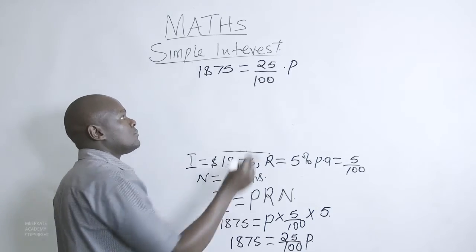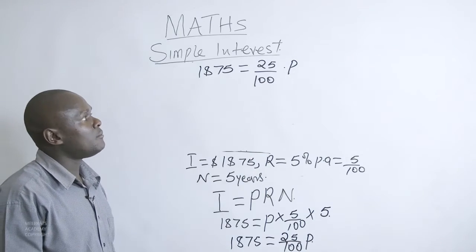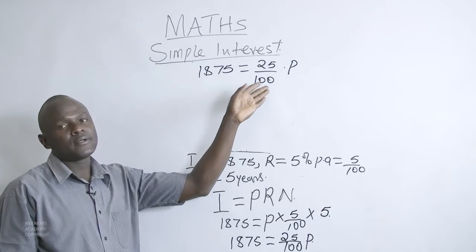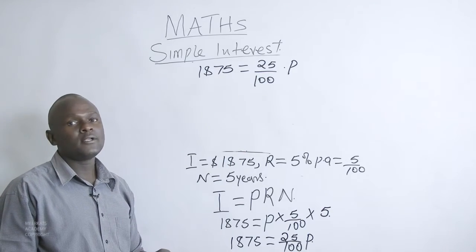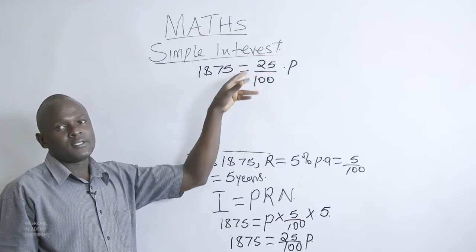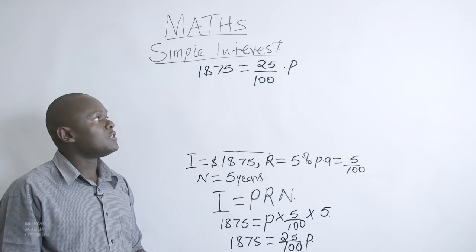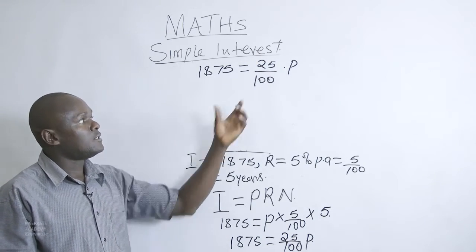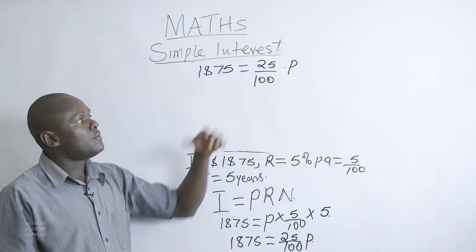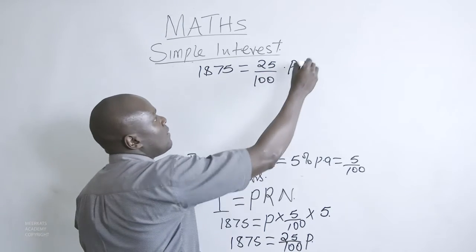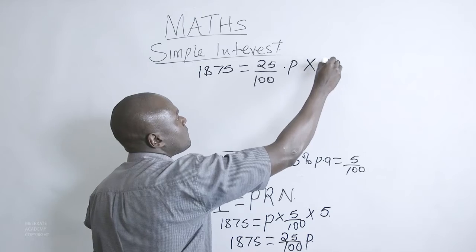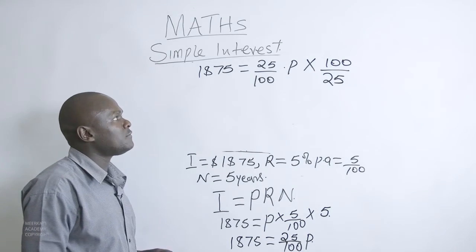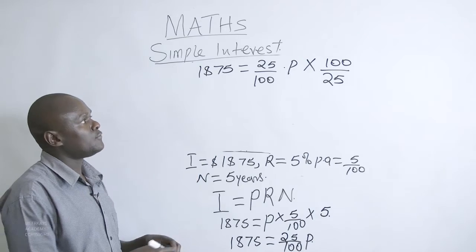Multiplied by the principal. We want to get the principal amount. What do we do? We multiply each side of the equation by the reciprocal of 25 out of 100 so that we get rid of this particular fraction on the right hand side. In so doing, we'll remain with the letter P, which stands for the principal that we are looking for. So the reciprocal of 25 out of 100 is 100 out of 25.